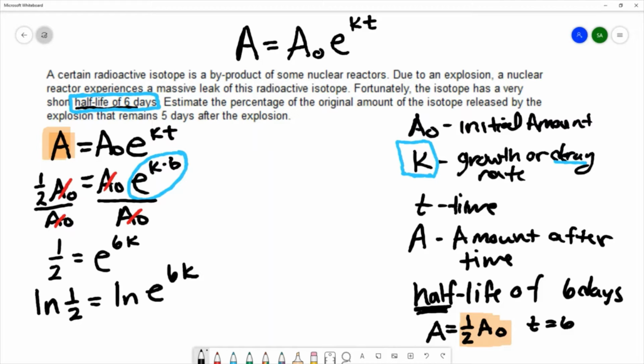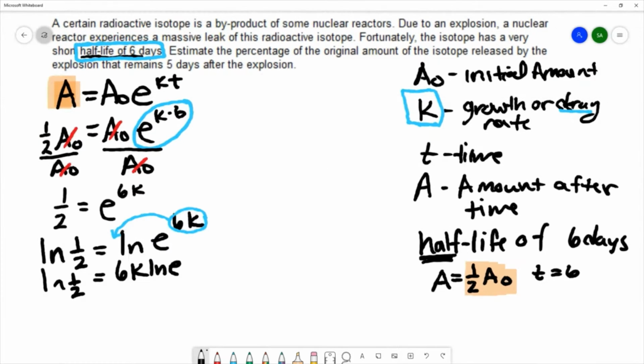Now that we've introduced the logs, I can use the power rule for logarithms. And the power rule for logarithms allows you to take this exponent and make it the coefficient of the log. We have 6k natural log of e equals natural log of 1/2. Natural log of e is 1, so that gives me 6k equals natural log of 1/2. And then I can divide both sides by 6. So we have k equals natural log of 1/2 over 6.